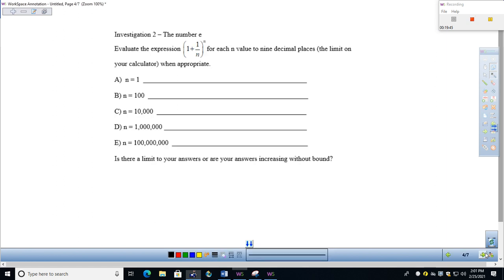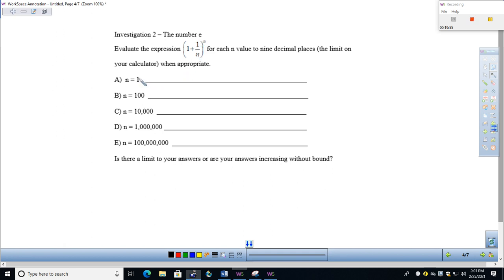All right, so the next piece, and it looks like an investigation here, is to actually look at this new number that we're going to talk about, the number e. And the way we're going to try to do this is really calculator heavy. We're going to take a look at this expression right here: 1 plus 1 over n, raised to the n. And what we're going to do is allow n to get large and see what happens.